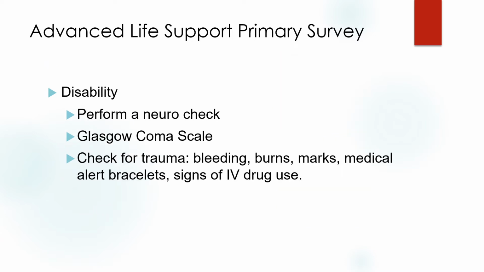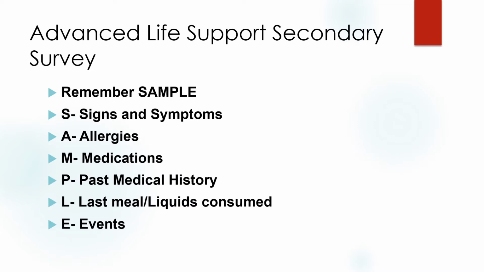We're going to perform a neuro check, Glasgow Coma Scale. We're going to check for trauma, bleeding, burns, marks, medical alert bracelets, and signs of IV drug use, and this is a disability screen. When we're doing the secondary survey, we want to remember the word SAMPLE. So we're looking for signs and symptoms, allergies, medications, past medical history, last meal or last liquids consumed, and events that led up to the patient's state.